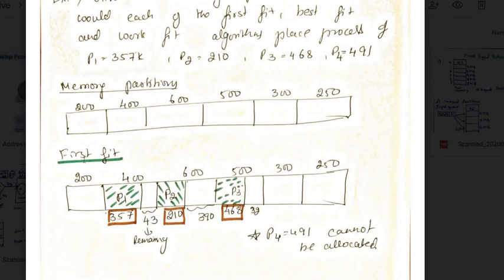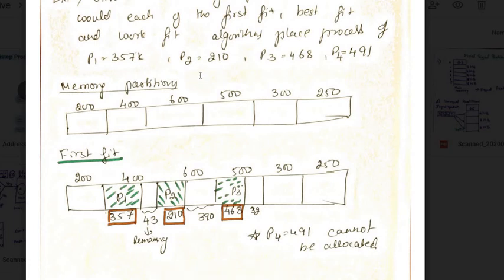So I will go with the first one, first fit. So first, what is the first process? 357. So search from the first. So 200 obviously I cannot allocate. The next partition is 400. I have allocated 400. So 357 has been allocated for the process P1. So in the 400 when I allocate 357, the remaining is 43, which is not much wasted.